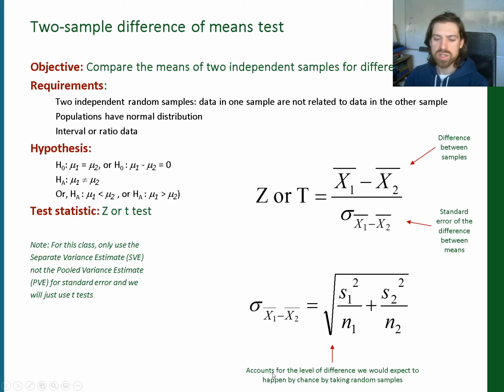And then when you eventually get that, you're able to work out this particular calculation. What this is doing is accounting for the level of difference that we would expect to have by chance by taking random samples. So it's the standard error of the difference. I hope that's not too complicated.